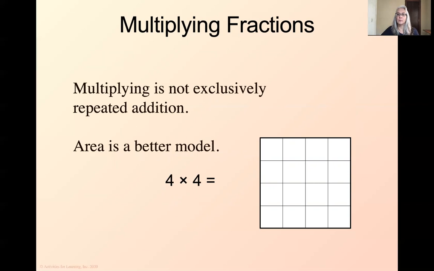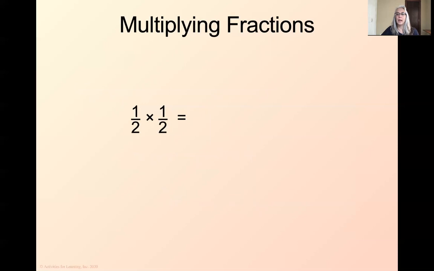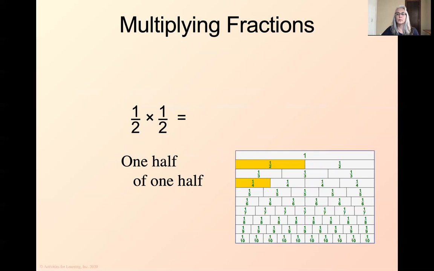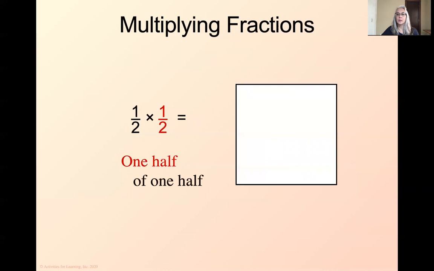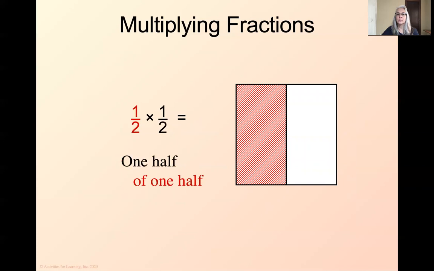So if I do 1/2 times 1/2, let's do the same thing. We already know the answer is 1/4. So here I've got a box. I'm going to cut it in half. I'm going to take the 1/2. And then I want 1/2 of that. So what do I have that's cross-hatched and shaded? Answer would be 1/4.